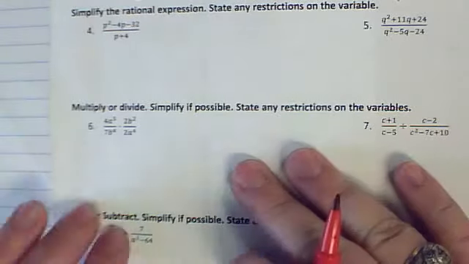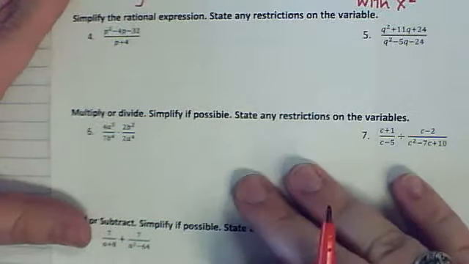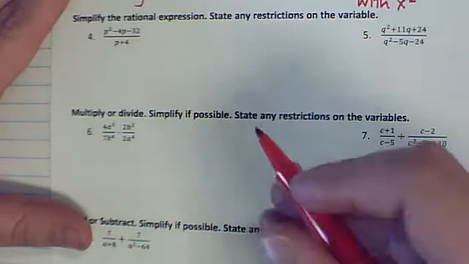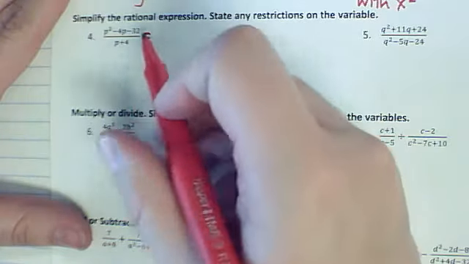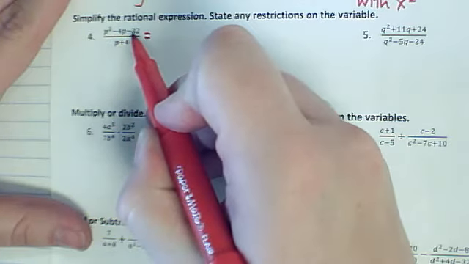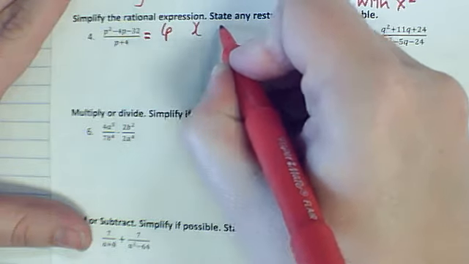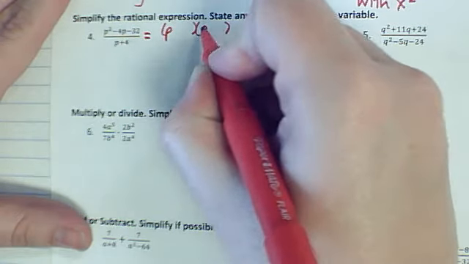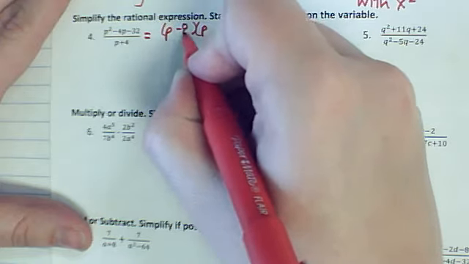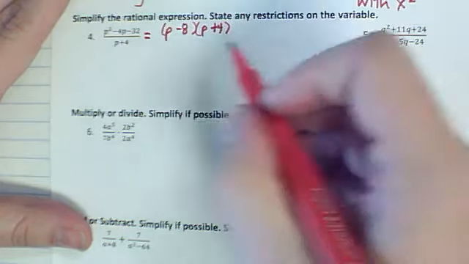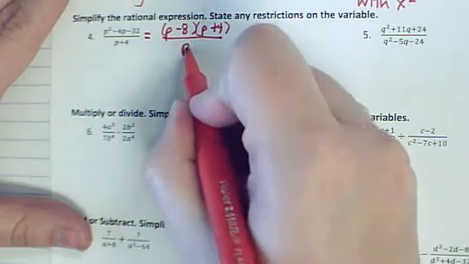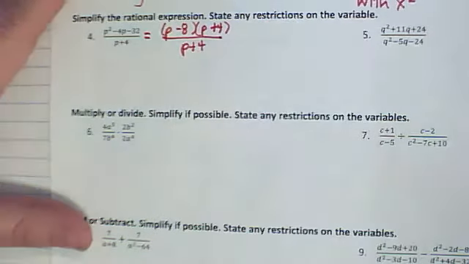Alright, 4, simplify the rational expression stating the restrictions. So the very first thing that you need to do on this is to factor. So we're going to look what multiplies to be negative 32 but adds to be negative 4. That would be negative 8 and positive 4. And the denominator is already as simple as it can be.